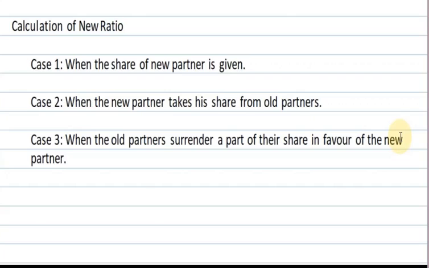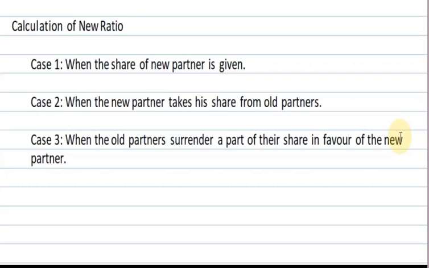Students, today I am going to start with the chapter Admission of a Partner. Whenever a new partner is admitted to the business, there is a change in the profit sharing ratio of existing partners as well as the new partner. So, whenever a new partner is admitted, we must calculate the new profit sharing ratio first.